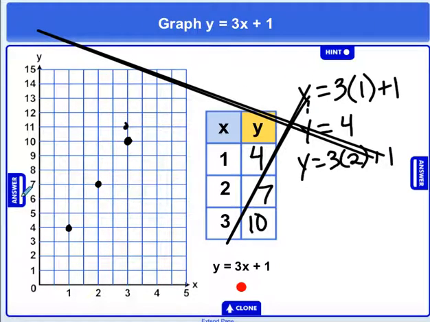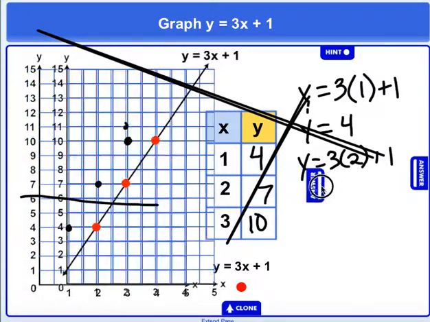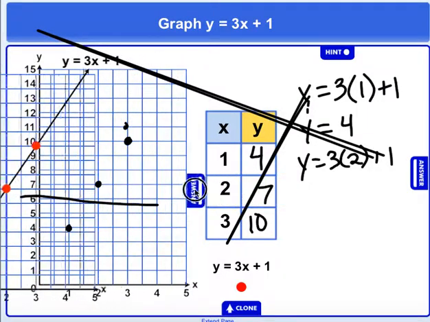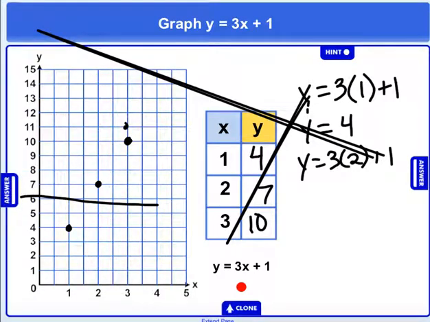All right, so let's look. I should have my points lining up right there, and I do. So we've made a table of values and plotted those coordinate points, and that gives me my answer.